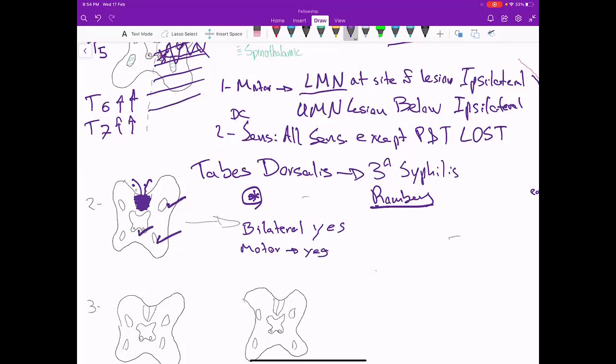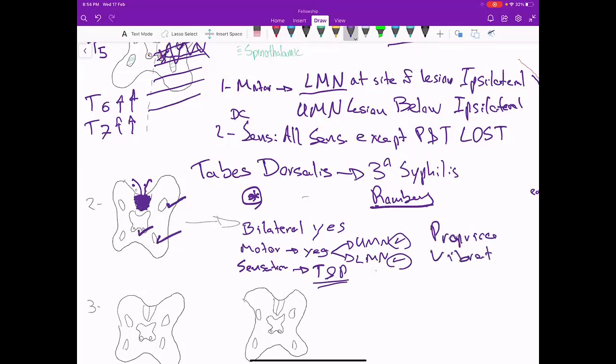Now, if it's motor, what's the first thing I ask? Is it upper or lower? Is this an upper motor neuron or a lower motor neuron lesion? I'm going to tell you, at the site, it is lower. Below, it is an upper motor neuron lesion. Do we have sensation? I'm going to say no, sensation is gone. We don't have pain and temperature. But sensations of proprioception, general sensation, and vibration are intact.